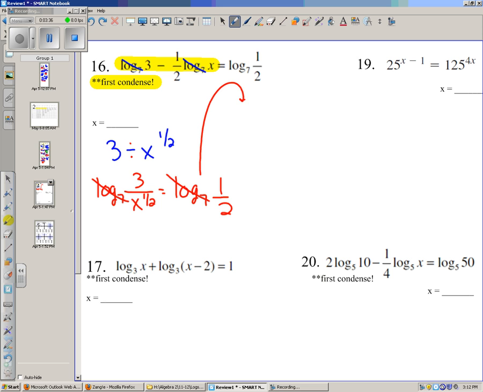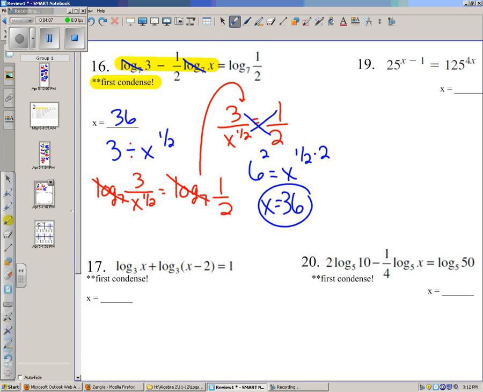So kind of move it up here. I'm just going to write what I currently have. And as I told you guys in class, if you have fractions, the easiest way to solve is with cross products. 3 times 2 is 6. 1 times x to the 1/2 is just x to the 1/2, which is like the square root of x. And to undo the 1/2 or the square root of x, I'll take it to the second power, which means I'll take 6 to the second power, which gives me my answer of 36. Okay?